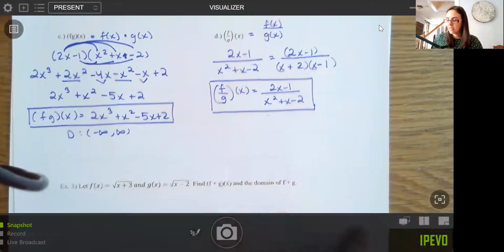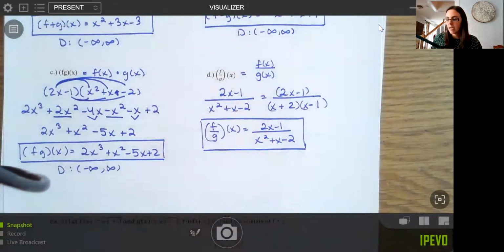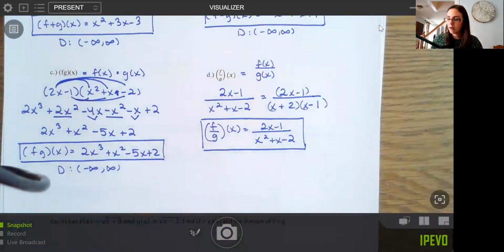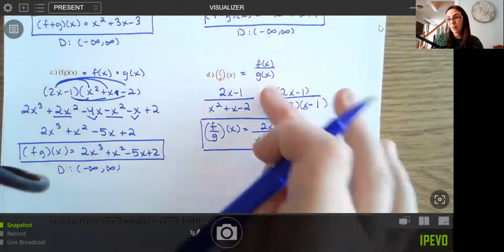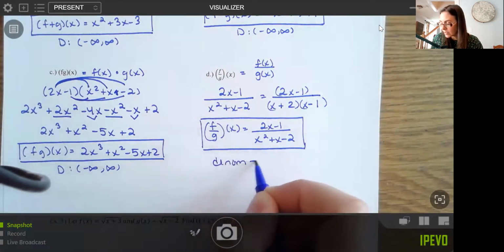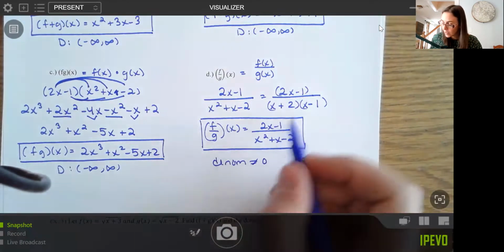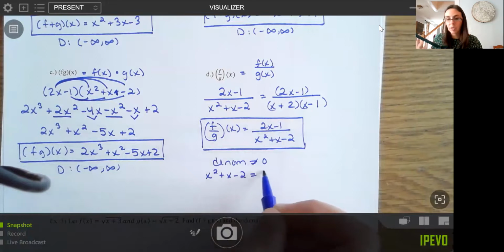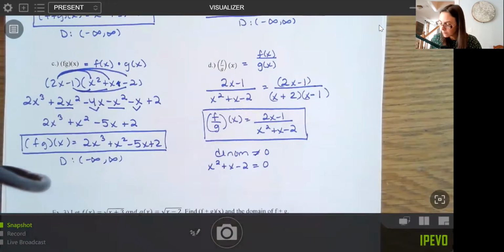Now, the only difference is this last one. And again, for f and g, it's all real numbers, but the problem is I divided. So now I have a denominator. So I do need to make sure my denominator is not equal to 0. So we need to make sure that x squared plus x minus 2 doesn't equal 0. So I'm going to solve it to see where those bad values are.